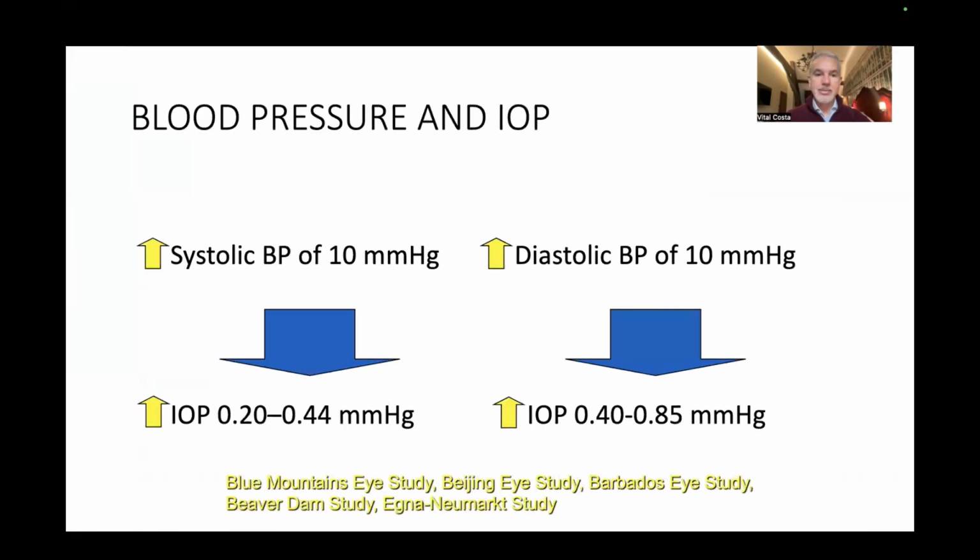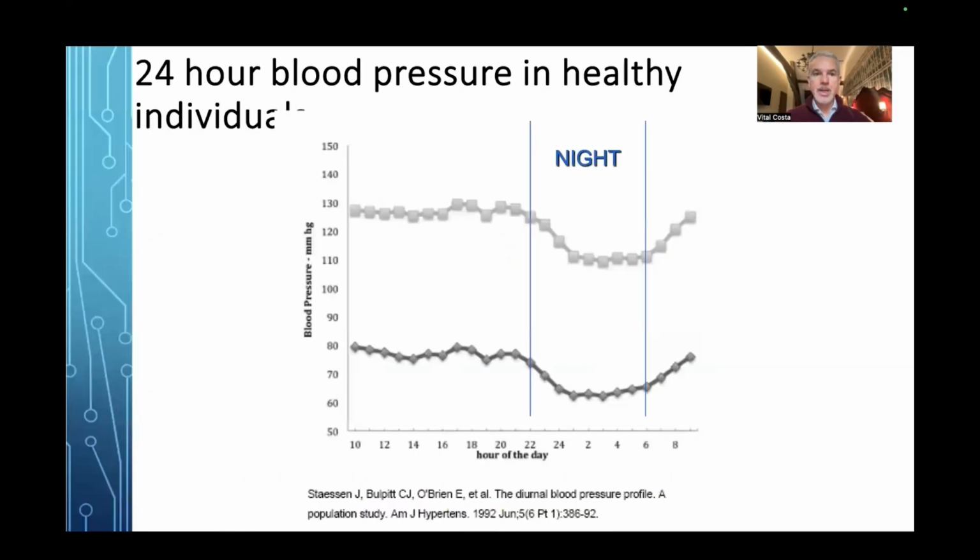And yes, several studies in the literature have shown that an increase in systolic blood pressure is associated with 0.2 to 0.44 increases in intraocular pressure. And also, an increase of 10 millimeters of mercury in diastolic blood pressure is associated with 0.4 to 0.85 millimeters of mercury in intraocular pressure. So there is a direct relationship between blood pressure and intraocular pressure. We also know that the behavior of blood pressure varies during the day.